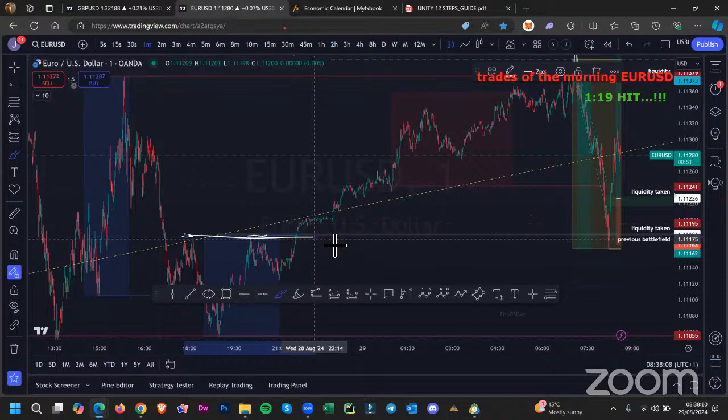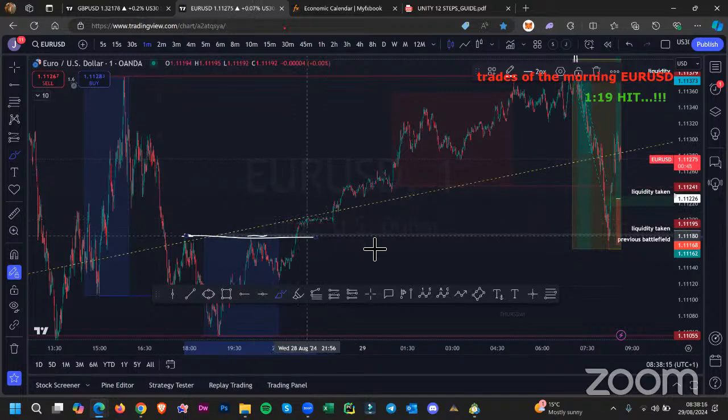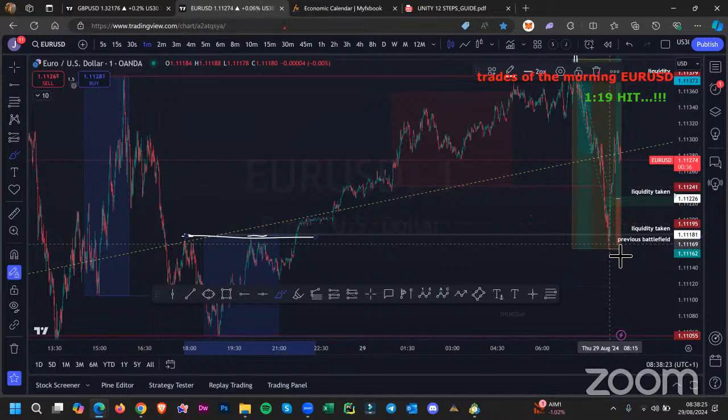I marked out both of them, both this liquidity below all of this froth, sideways dots that we can see here, and with that previous battlefield. And the market came, took that liquidity as well, and got to our previous battlefield and said, you know what, enough. Yeah, and I got out of that trade probably over here somewhere, got stopped out.